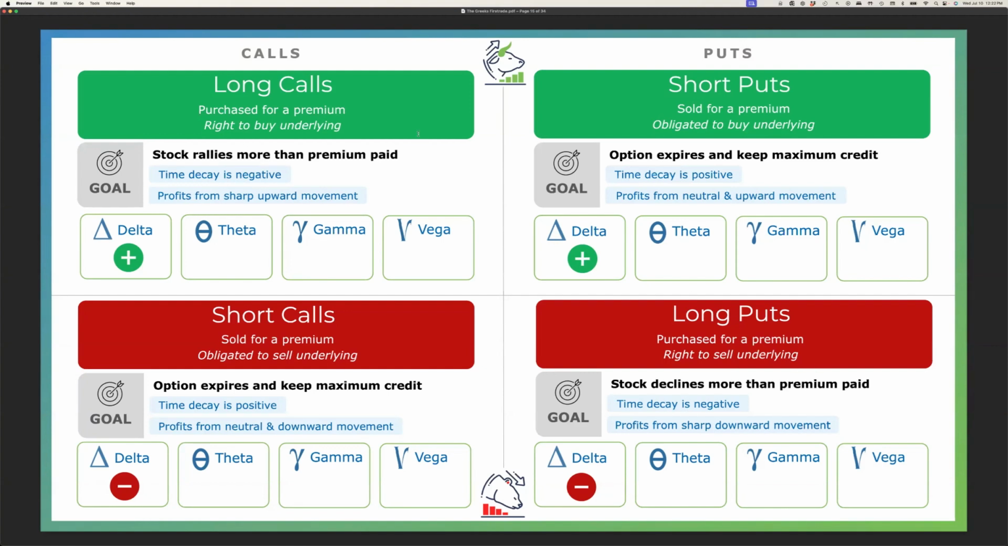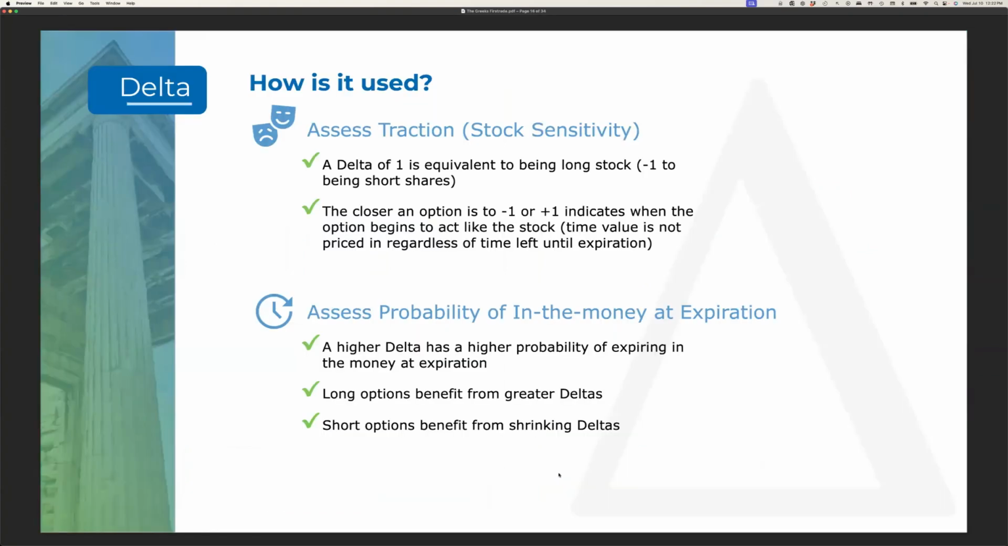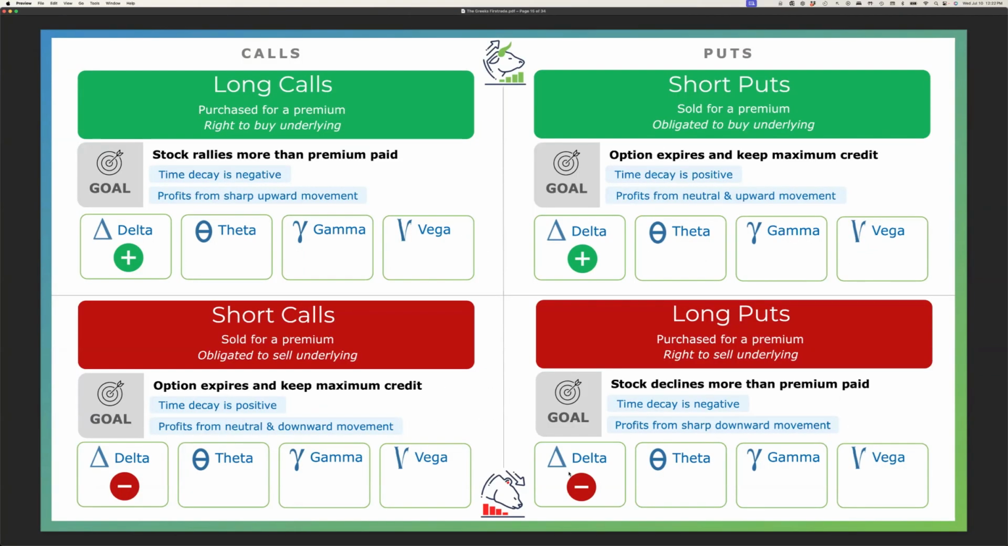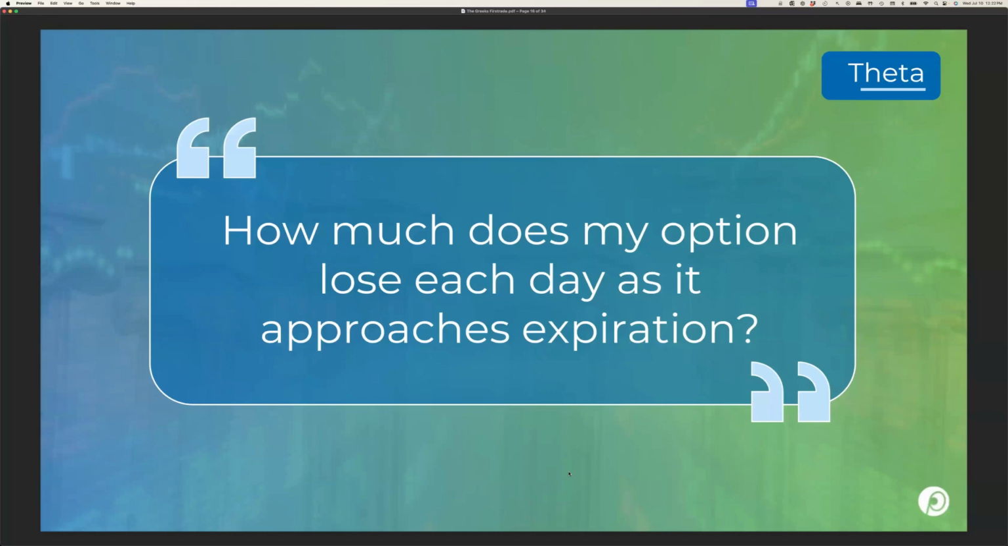Long calls and short puts, you have positive delta. Short calls and long puts, you have negative deltas. So the next thing I think is important for us to learn is how much does my option lose each day as it approaches expiration.